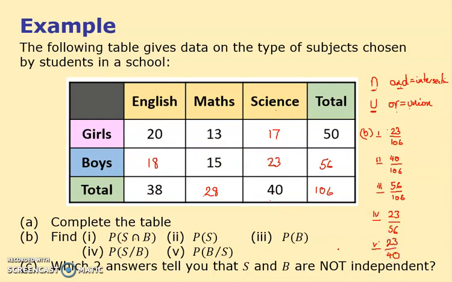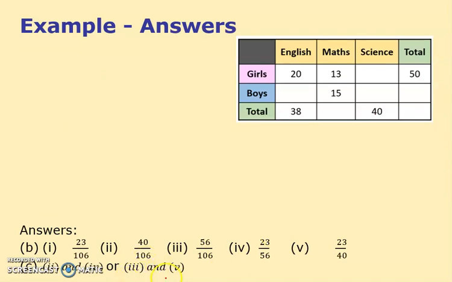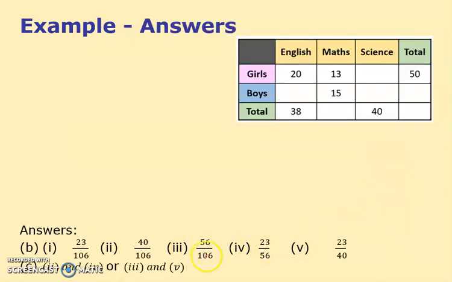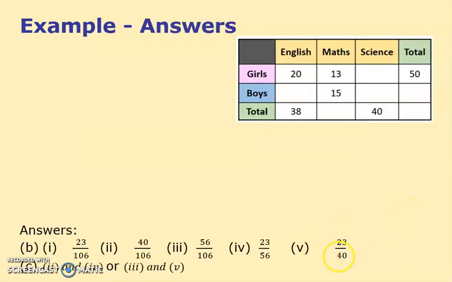So there's my answer. I've got to check that a bit. Which two answers tell you that S and B are not independent? Alright, I'm going to do this on the next slide. I'm going to check my answers first, and see if I've got those right. 23 out of 106, 40 out of 106, yes. 56 out of 106, 23 out of 56, yep. 23 out of 40. I like all of those.